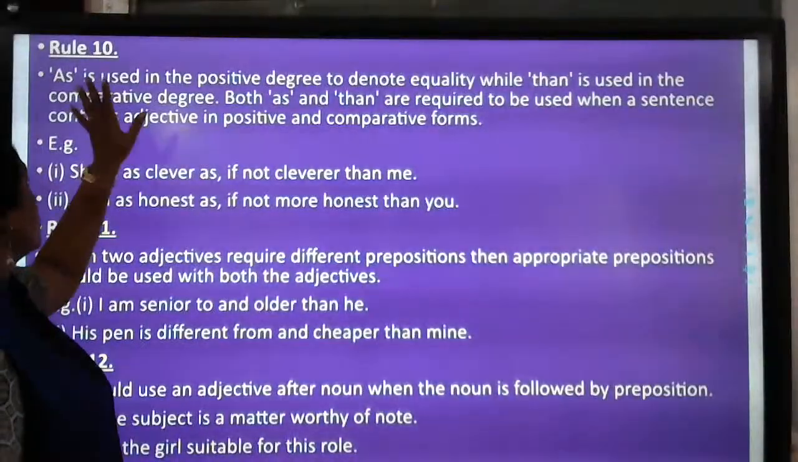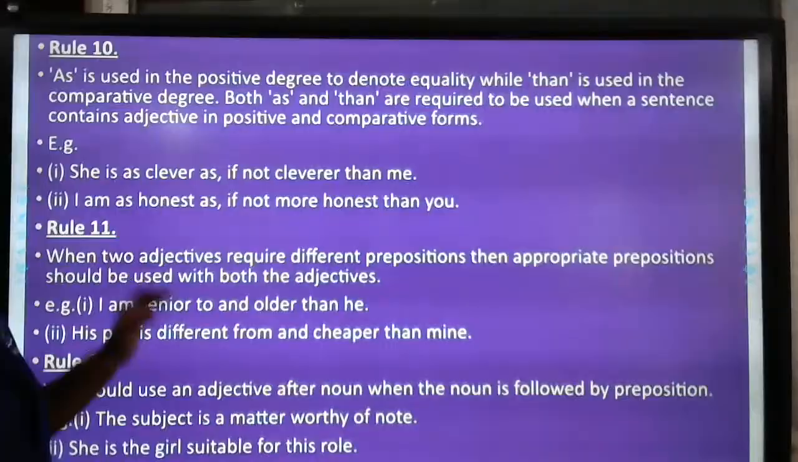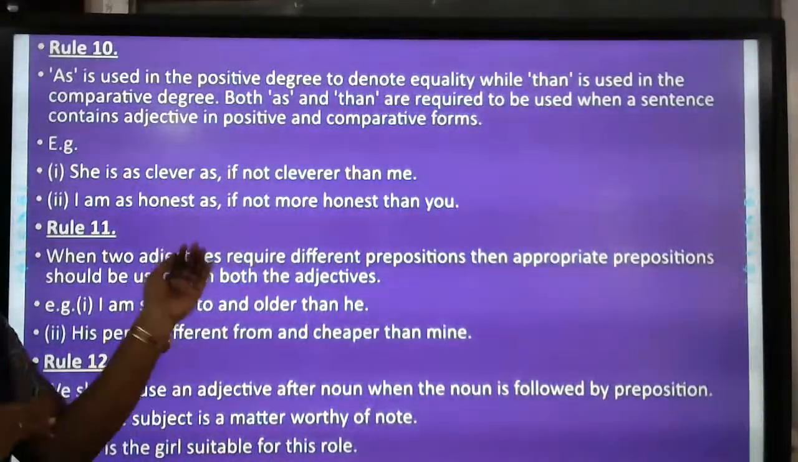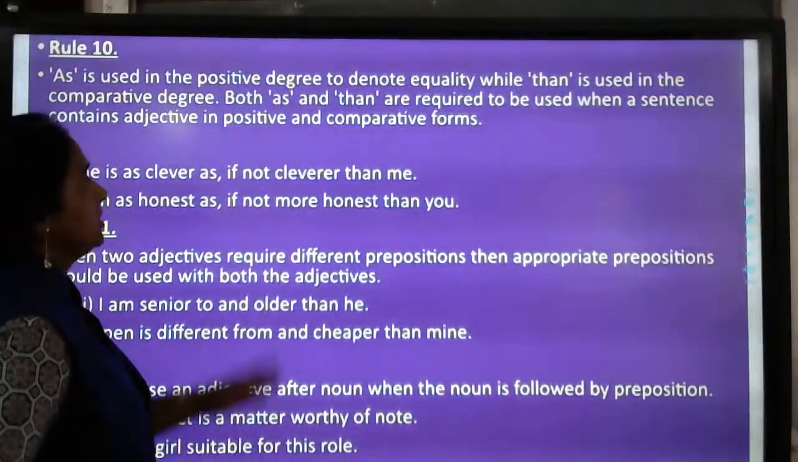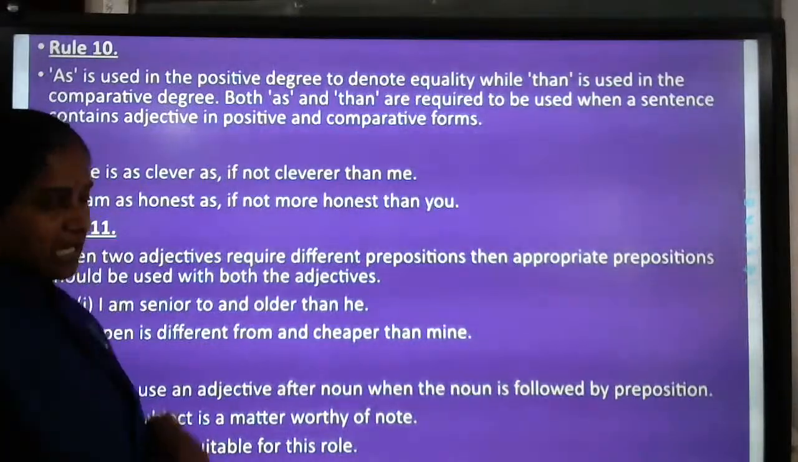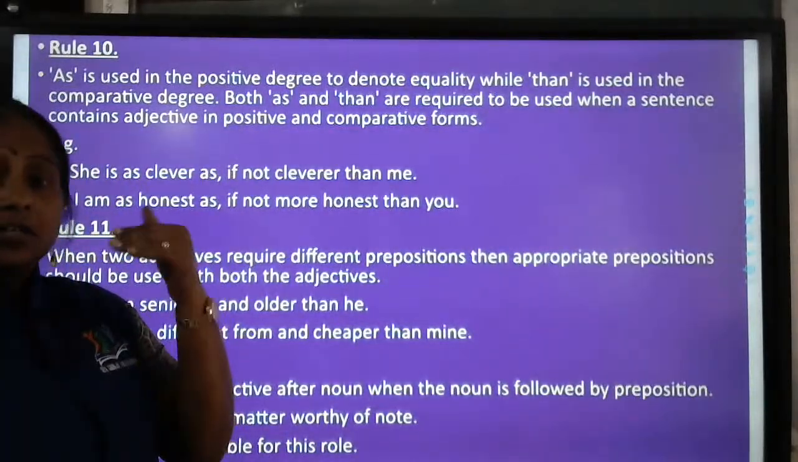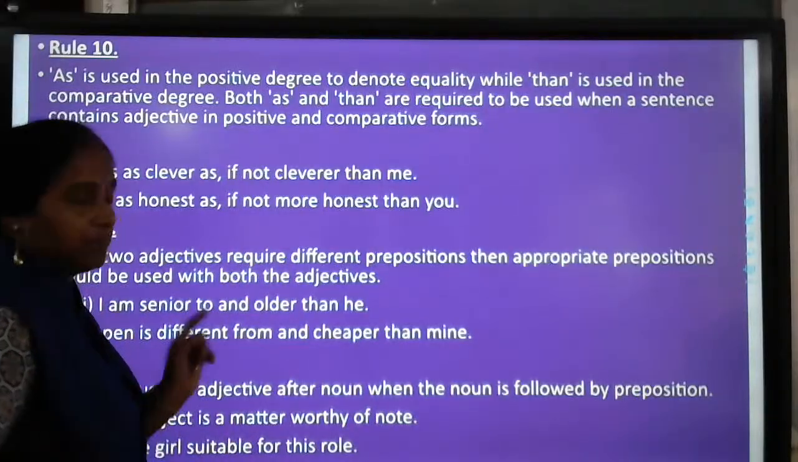Next, rule 10. As is used in the positive degree. She is as clever as Rita, like that. So as we are using in the positive degree, while than is used in the comparative degree. For example, Ram is taller than Sham. So than is used to compare Ram and Sham.